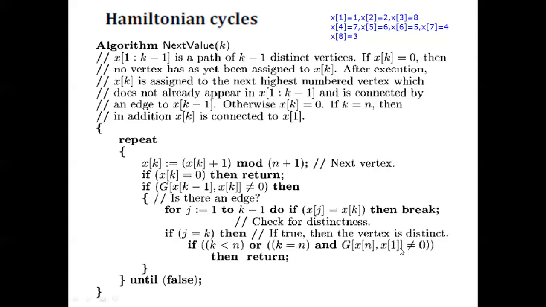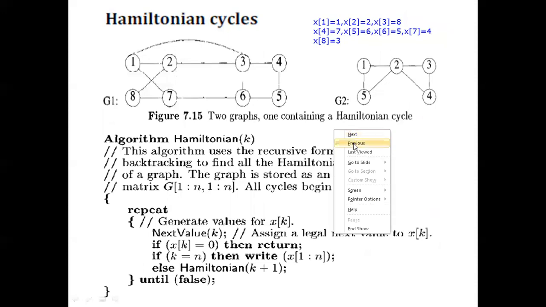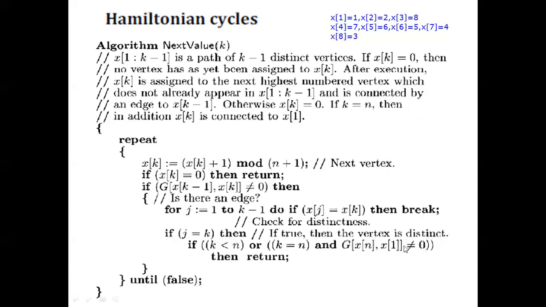Comma 1. What is 1? X of 1. From the last vertex to 1, is there a path or not? That is a checking. Why? Because in this case, 3 to 1 there should be a path. Then only we can say that it is Hamiltonian. For that, this checking is there. I hope it's clear. Not equal to 0 means there is a path, right? There is a path, then we return. Return means we calculated everything, then we can return back to the previous function.